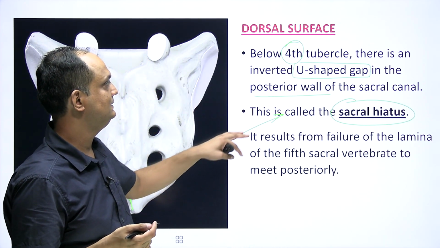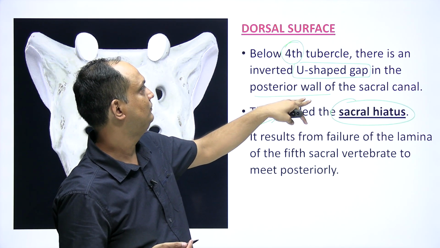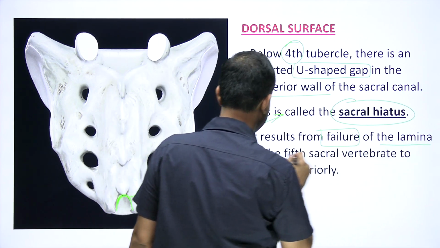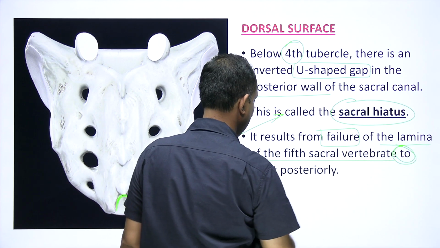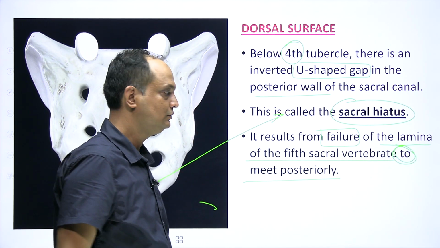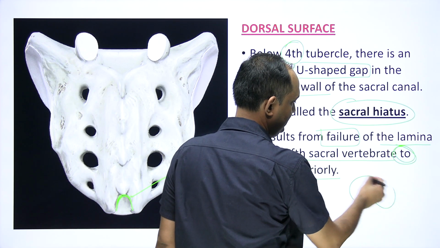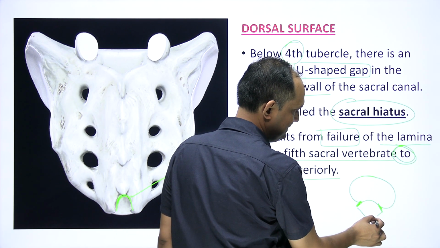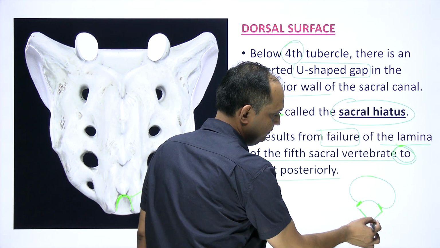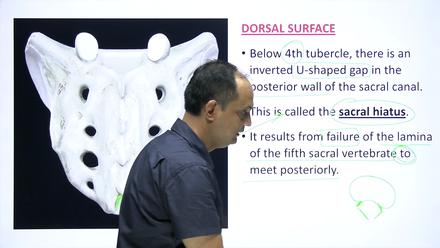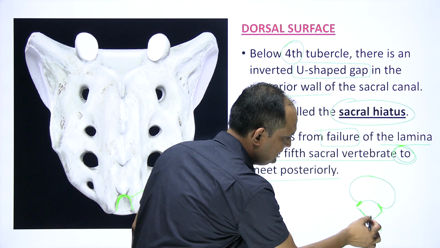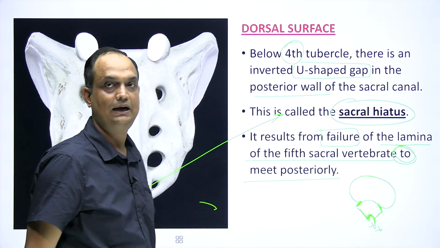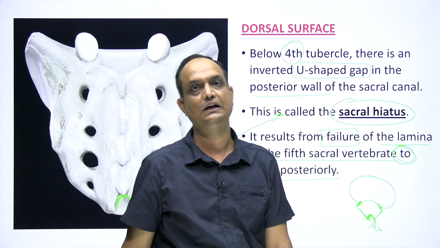And why is this sacral hiatus there? Because in the posterior wall of the sacral canal, there is a failure of the laminae of the 5th sacral vertebra to meet posteriorly. Clear? So what will happen? Suppose this is the vertebra, this is the pedicle, and here you have the lamina. But these laminae fail to fuse, so there is no fusion, the spinous process will not appear, and this part remains open, and this open part is known as the sacral hiatus. So what is the reason for the formation of the sacral hiatus?